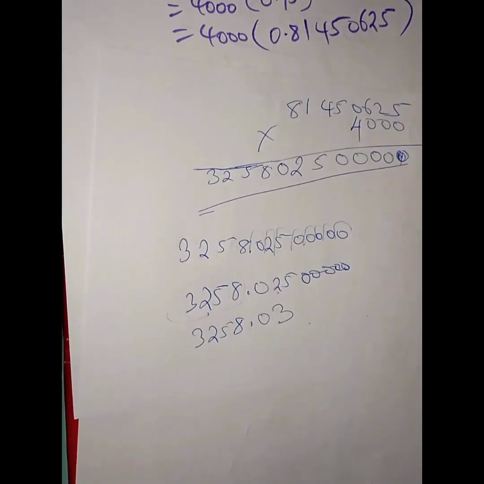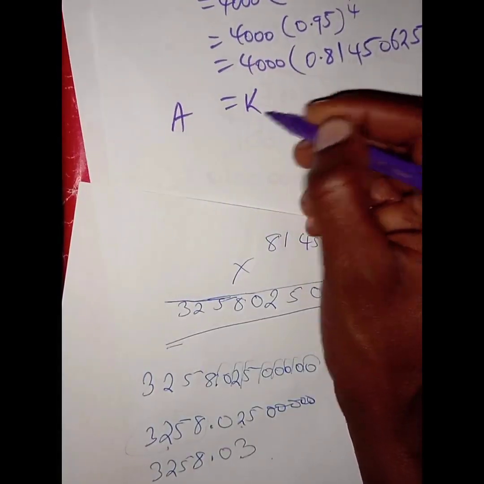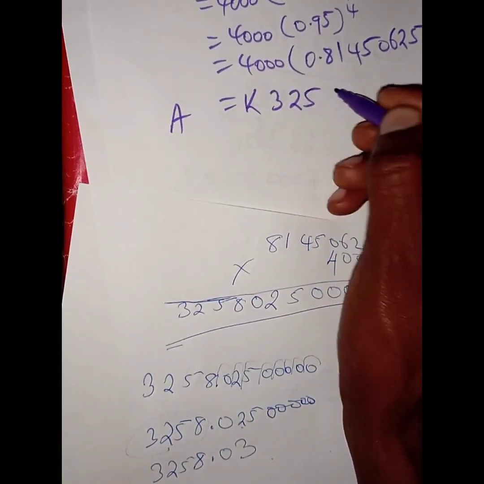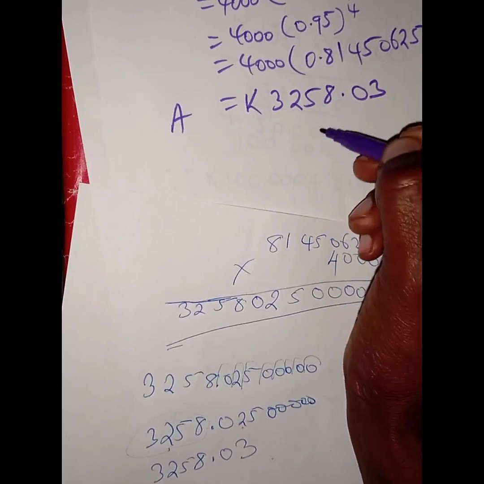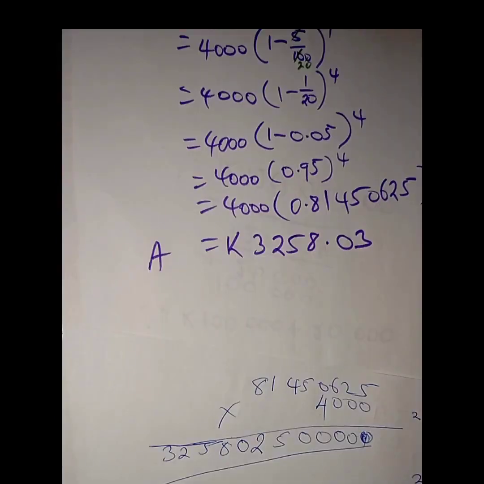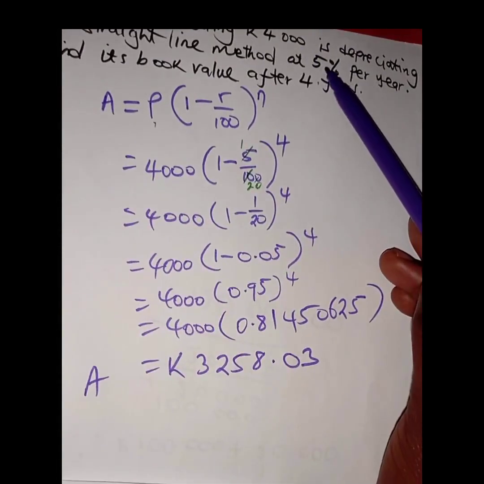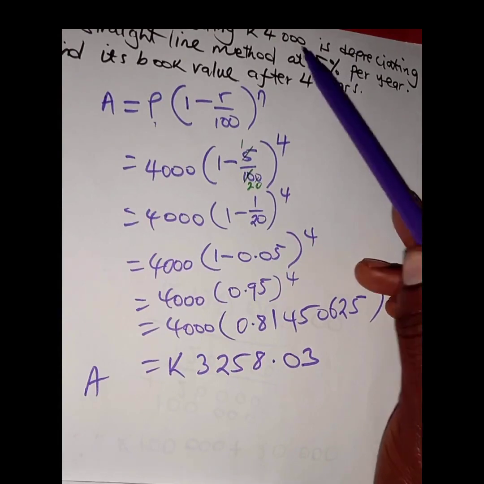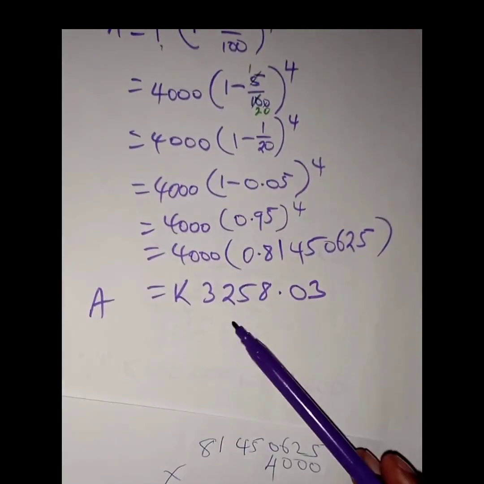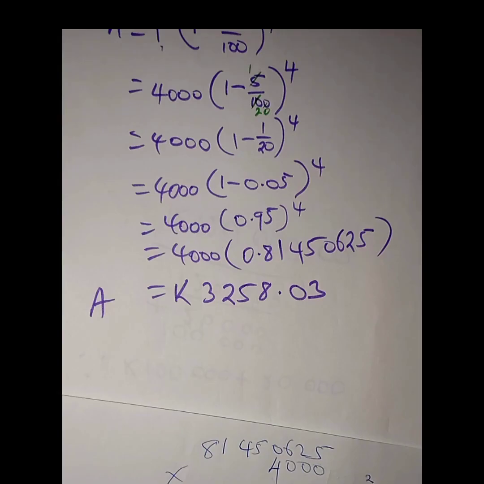So this amount is what is supposed to be here. 3258.03. This will be the value of depreciation, right? You see, the original amount was 4,000, but because it was depreciating 5% per year, now for 4 years, the value has reduced from 4,000 to 3,258. This is what you're supposed to do.